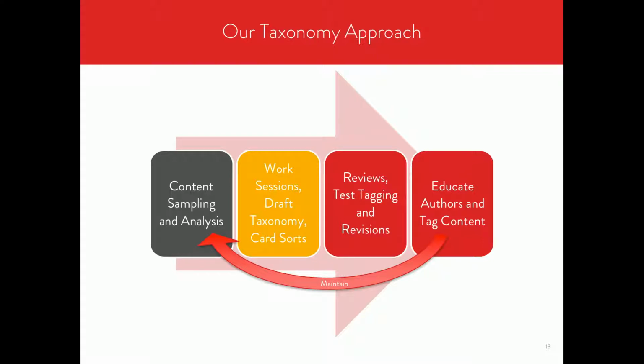There are automated solutions that can help with that, but automated solutions tend to get you at best to about 70-80% usefulness rate, which may be better than poorly trained human taggers. But they also tend to work better if you have huge corpuses of content. If you've got 3,000 or 4,000 things, you're not even going to be able to afford them. And make your revisions. Lastly, educate your authors and begin tagging content so you can deploy it.